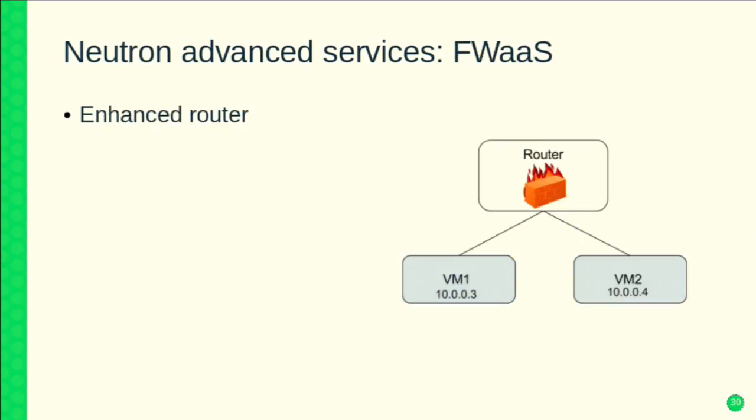So we have another one that is firewall as a service. And the idea here is to have an enhanced router that can also act as a firewall. So for example, here you have 2 VMs, and of course, all the traffic that needs to go to this VM will be filtered by this firewall that you can configure. And yeah, you can block some kinds of traffic or not.